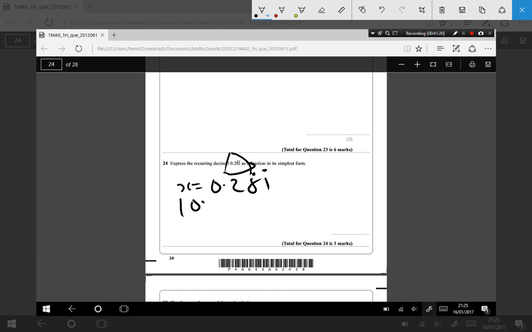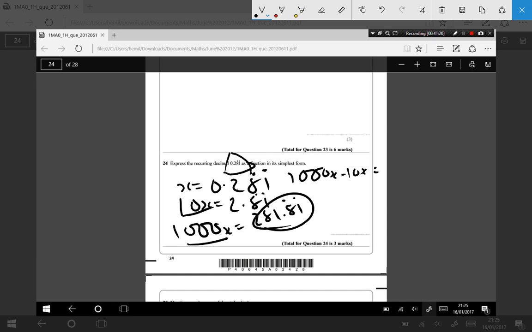So 10x is equal to 2.81 recurring, and you want to get another value that has 0.81 in the end, so we have to times it by 1, 2, 3, so this is 3, so it's 1000x is equal to 281.81 recurring. So now you want to do this minus this. 1000x minus 10x is equal to this minus this, so 281 minus 2 is 279, and so 990x is equal to 279. X is equal to 279 over 990.